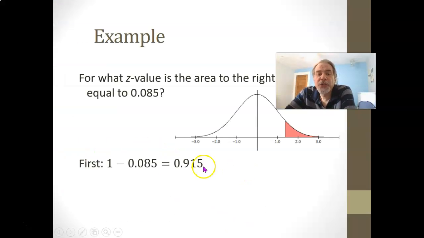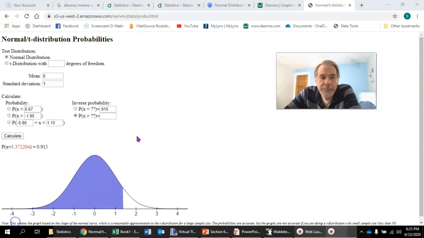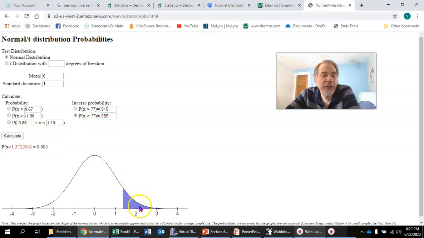But we could have also used the original value, the 0.085 that was over here on the right, and select the second one, the one about the probability of x being greater than question mark, and put that 0.085 in there. Because now we're asking, what is this mystery cutoff point so that the probability of being greater than that, or the area to the right of that, is 0.085. So if we ask for that, select calculate, it shows up over here, and it does give us the answer in red. It's about 1.37.